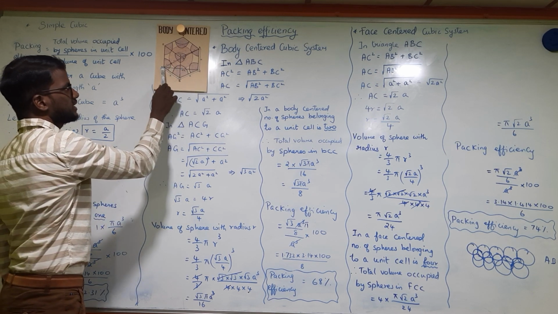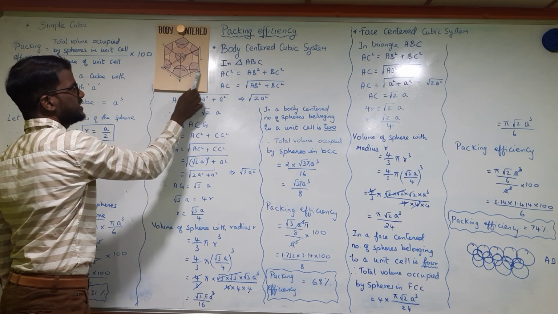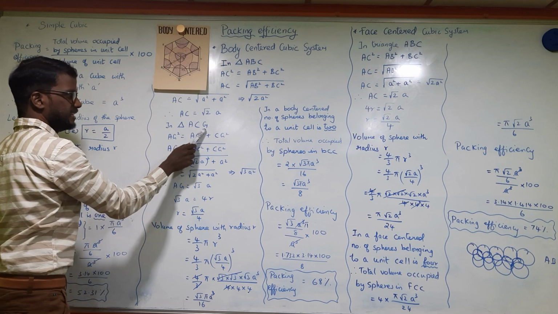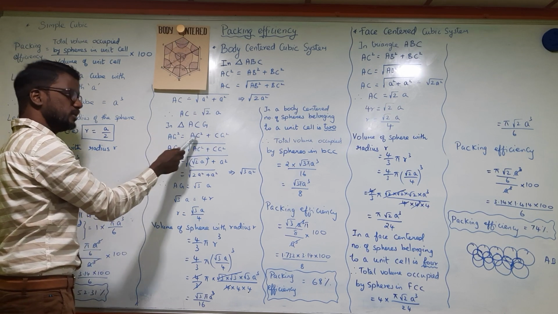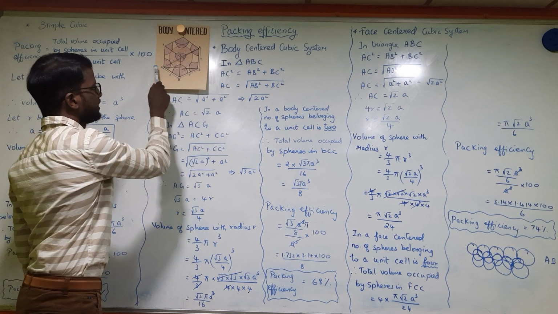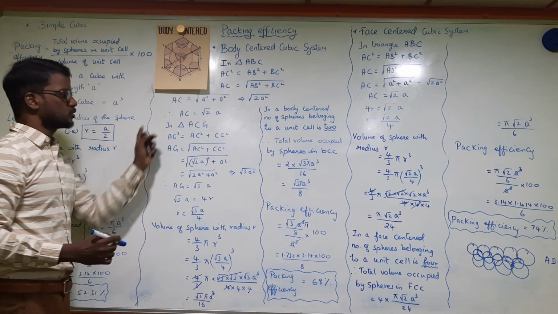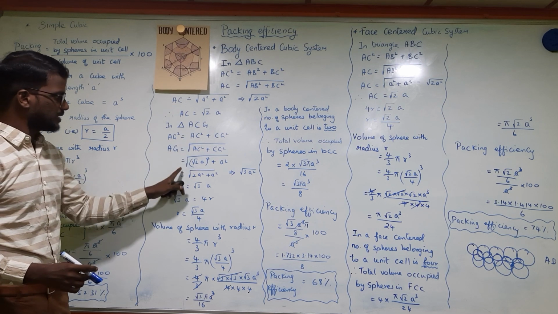Now let us take the next triangle AGC, or ACG. Let us take triangle ACG. In triangle ACG, AG square is equal to AC square plus CG square. AC square plus CG square gives you AG square. Okay, take square root that side.